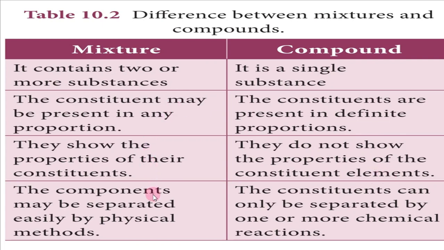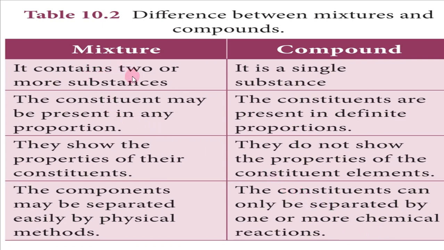Then see the fourth point: the components may be separated easily by physical methods. Physical methods mean hand picking, filtration, sieving, a lot of methods are there, right? Using physical methods, we can separate out the components, but here the constituents can only be separated by one or more chemical reactions. Only with a chemical reaction can this compound be separated out. Have you understood the difference?